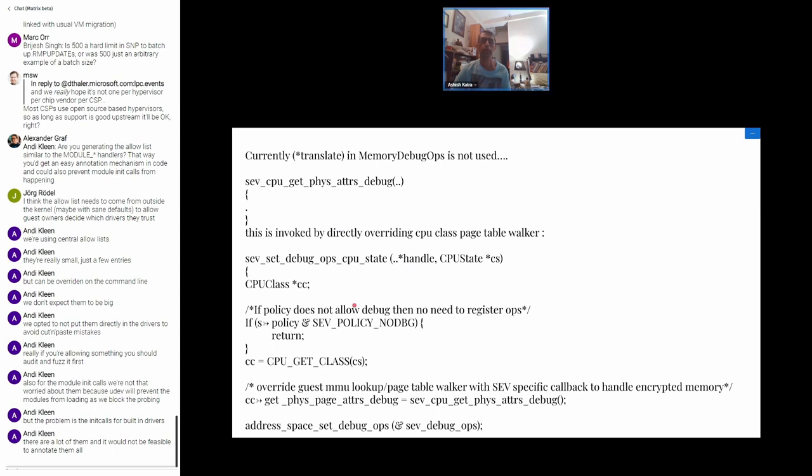There's a specific handler to do the guest MMU lookup or the page table walker. I basically have a translate callback for it, but right now it's not currently used. Instead of using that translate callback, we just override the CPU class page attribute debug handler to point to the SEV specific callback to do the page table work.